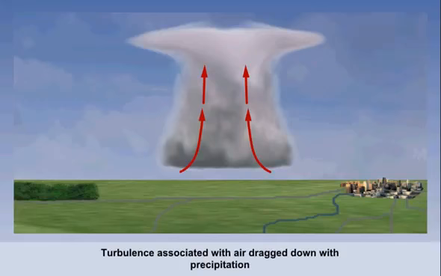There is one added concern with large cloud developments, particularly the cumuliform type. When precipitation falls from clouds, it tends to drag air down with it, creating downdrafts within and underneath the cloud. This situation will aggravate any turbulence created already from the rising air, since now we have air going down as well as up.